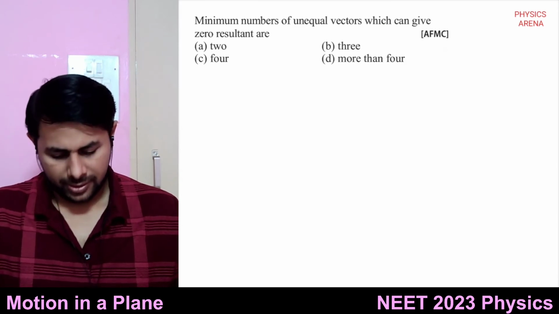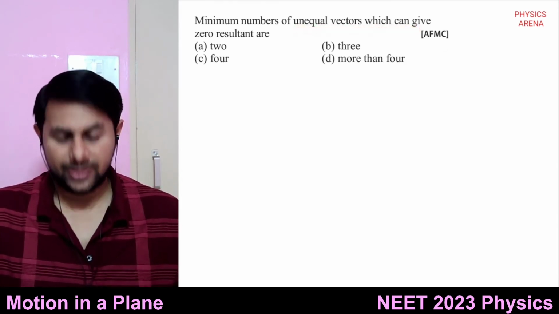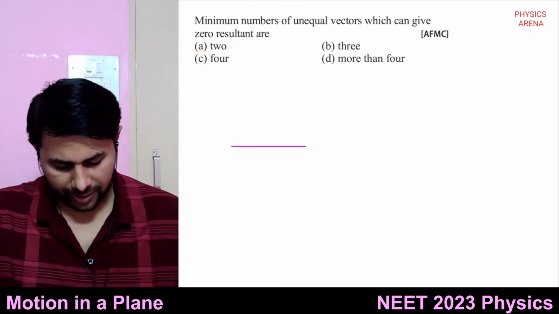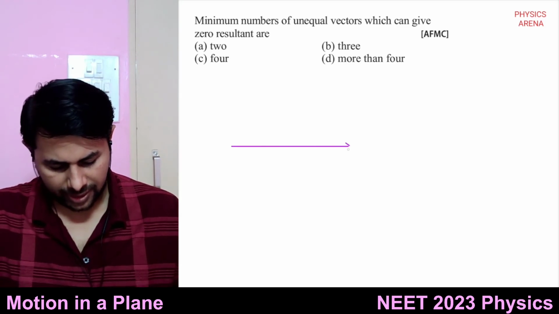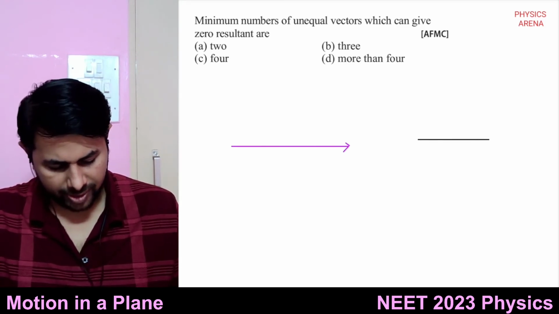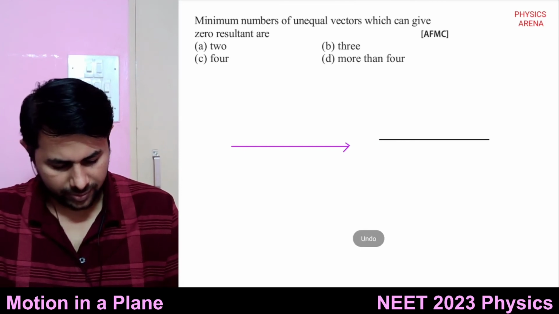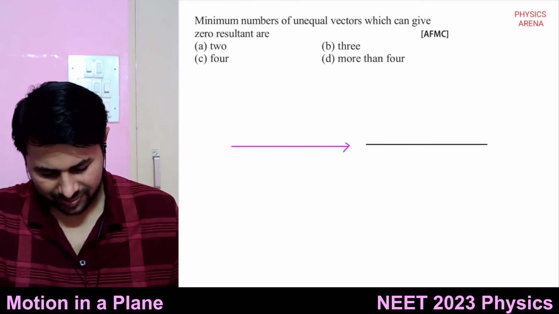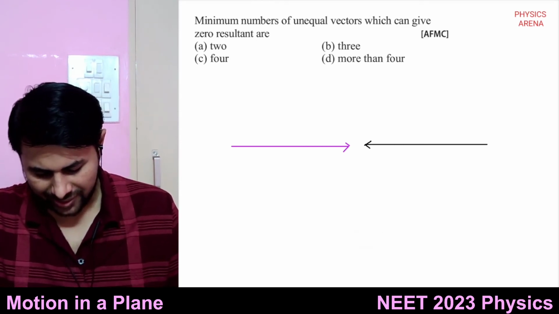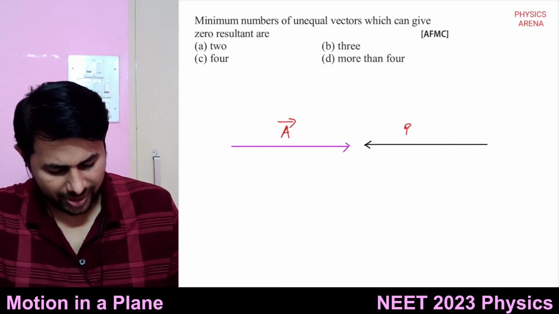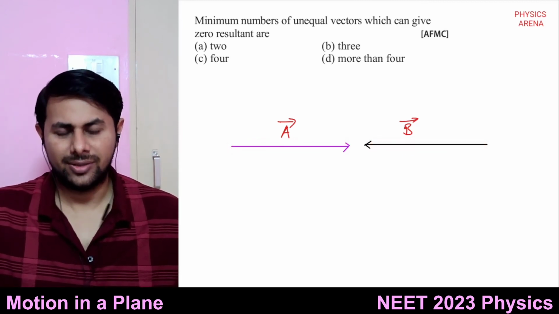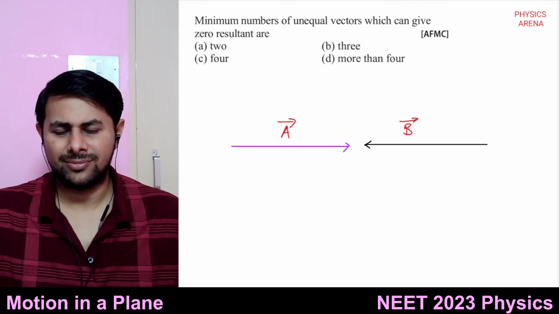So see, the minimum number of unequal vectors which can give zero resultant is actually two. How? Suppose this is A bar and this is B bar. Okay, so are you getting this? This is A bar, this is B bar. They have the same magnitude, but they are opposite in direction. So are they equal vectors? No, sir. No, they are not equal.